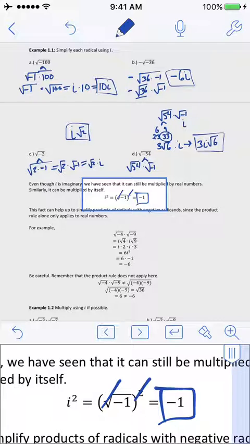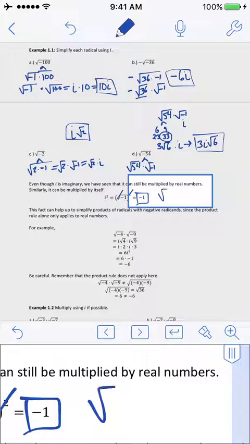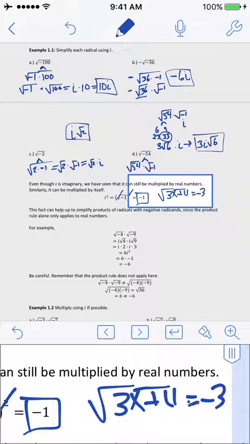That's why earlier, in our extraneous solutions, we ended up getting, when we had things like square root of 3x plus 4 is equal to negative 3, right?